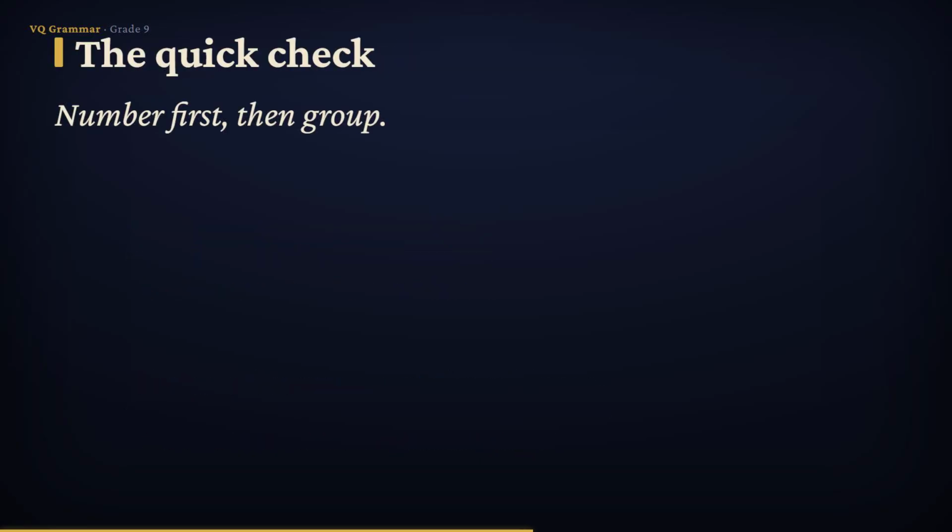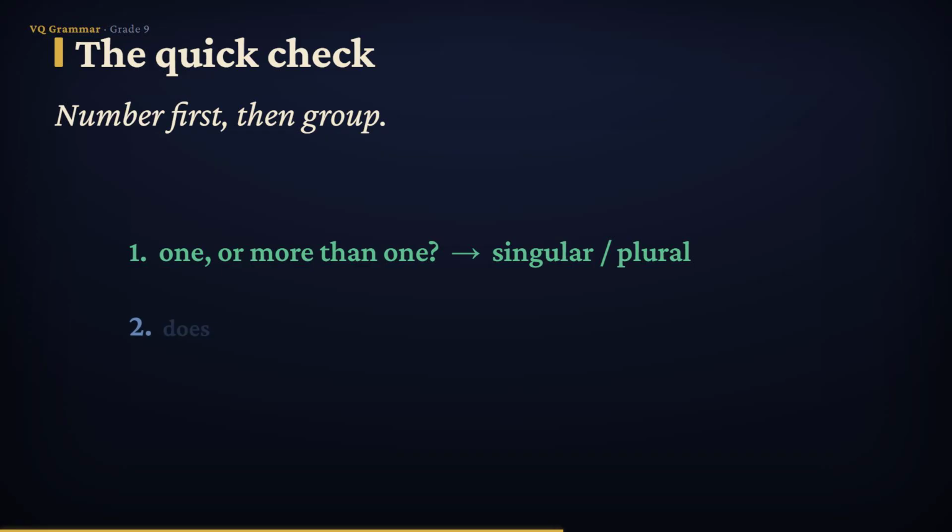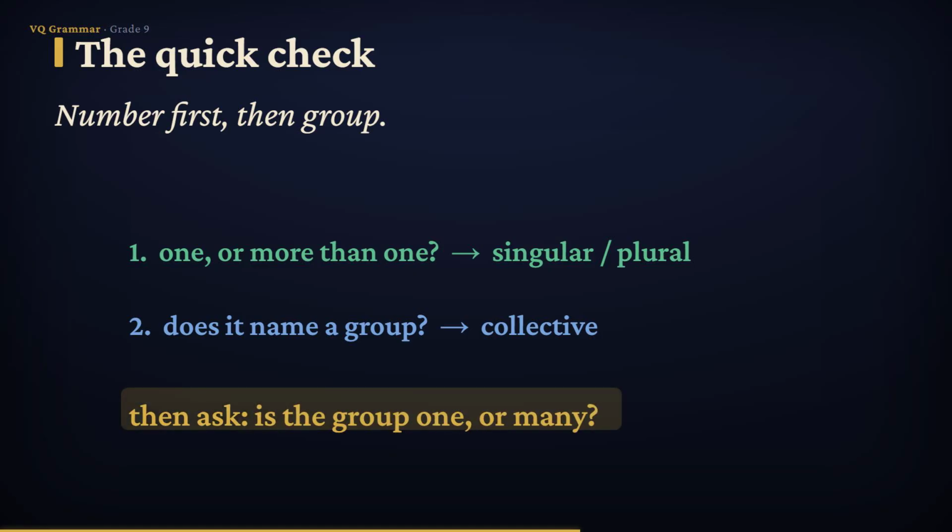Let's boil it down to a quick check you can run on any noun. Step 1. Is it naming one or more than one? That tells you singular or plural and reminds you to use the right spelling rule. Step 2. Does the noun name a group? If it does, it's collective. And then you ask that final question. Is the group acting as one or as many? Answer those, and you've got the whole lesson in your hands.